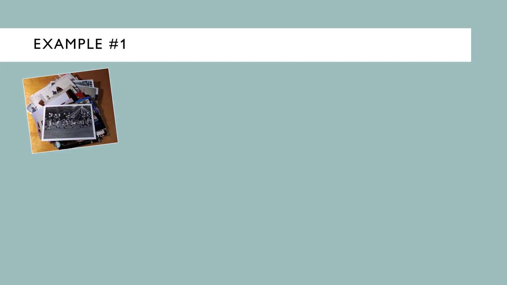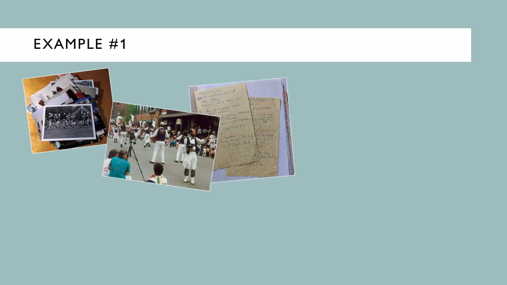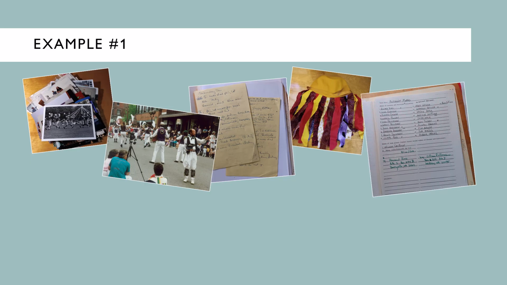Let's look at a couple of examples. Example number 1, a Morris team has a collection of photographs and short video clips, both physical and digital, some annual meeting notes from over the years, some random bits of team kit, and some documents, again both physical and digital, either providing information about dance-out events or address lists of who is on the team. What categories do they need?